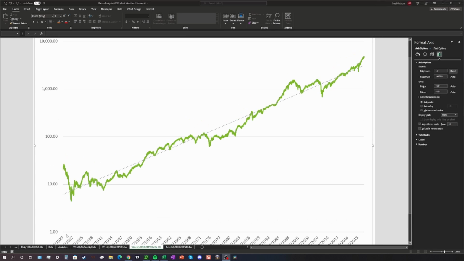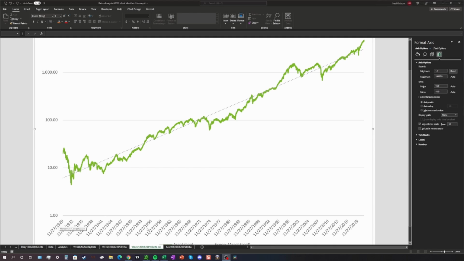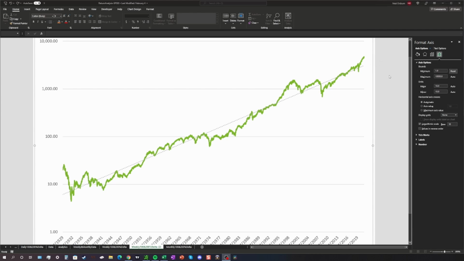Now you see down here it goes from 1929 to pretty much recently. Right at the end of December was the last time I grabbed data. It's not really a big deal for this purpose, I'm off by about 3 months. But what we can see on this chart is price levels at 10, 100, 1,000, 10,000.